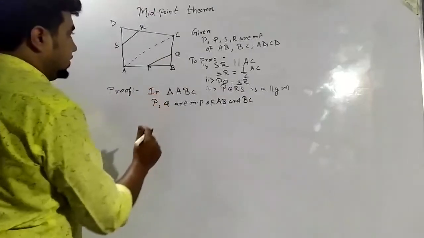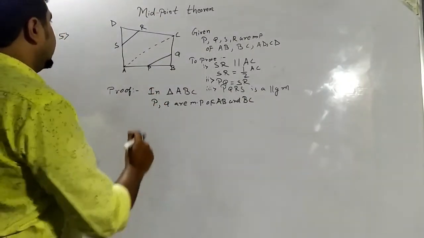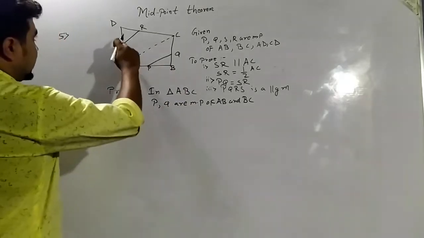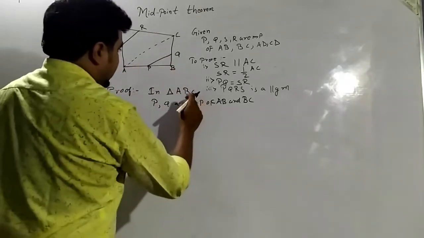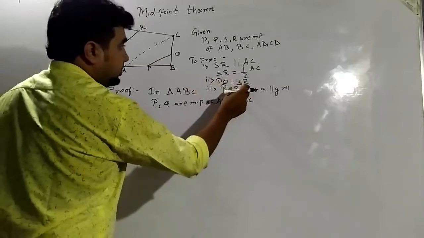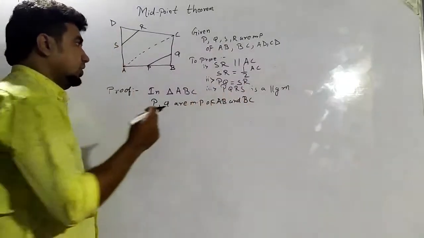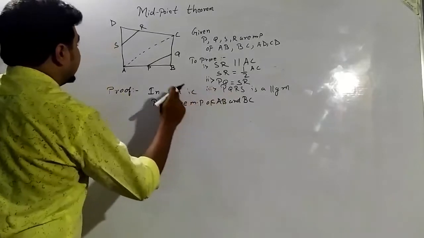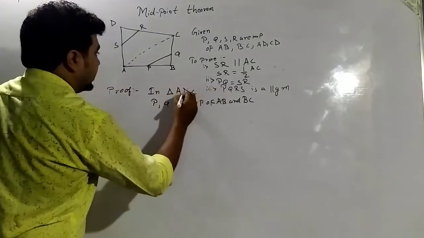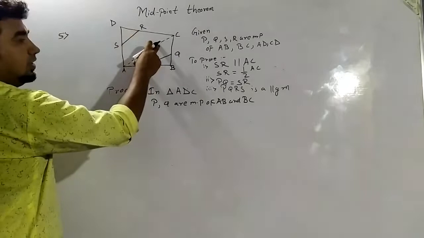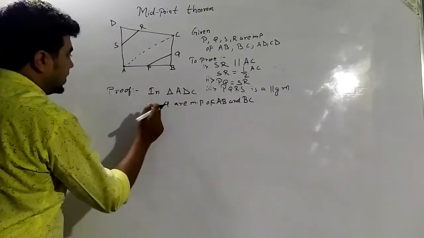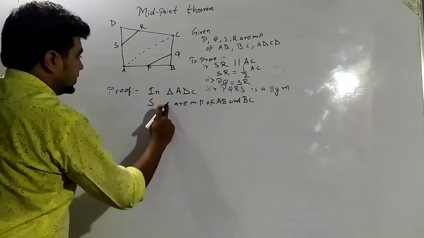Now from the inference we can say that I will be taking triangle ADC. We also have to prove PQRS, but first of all I have to prove SR is parallel to AC, so I will be taking triangle ADC. So this will be S and this will be R.